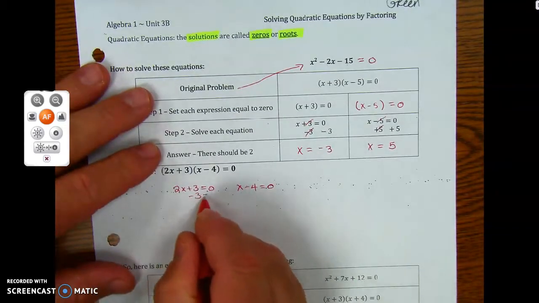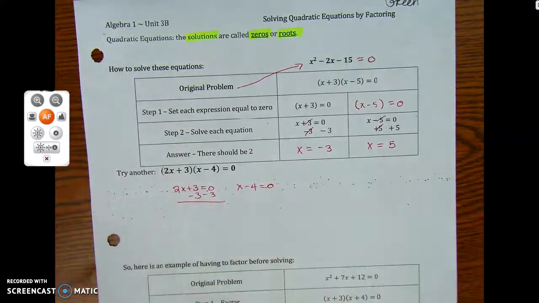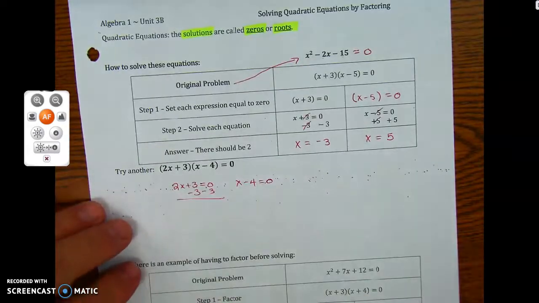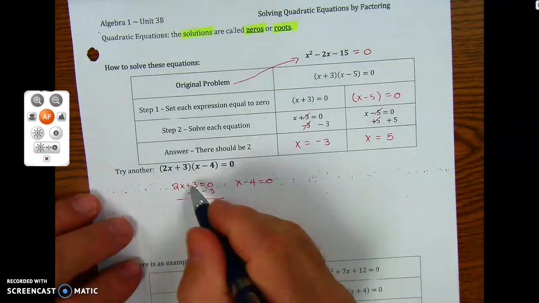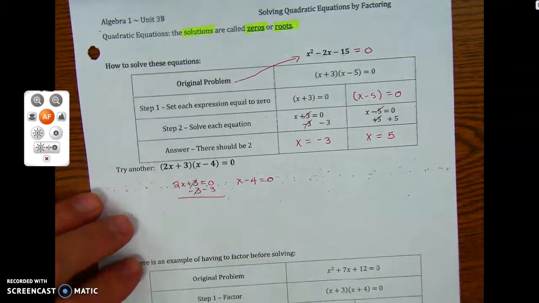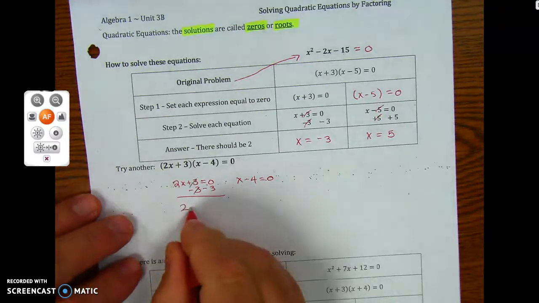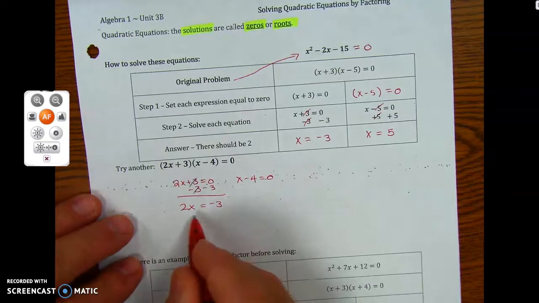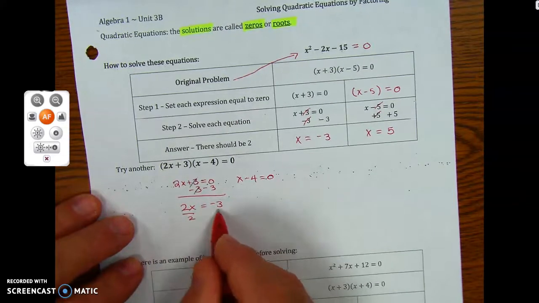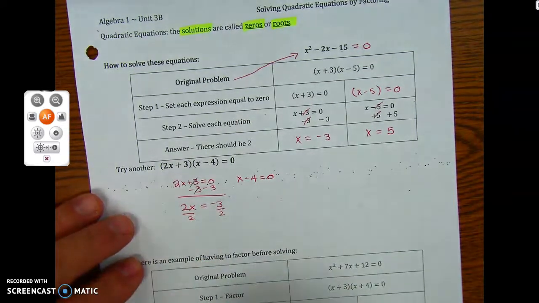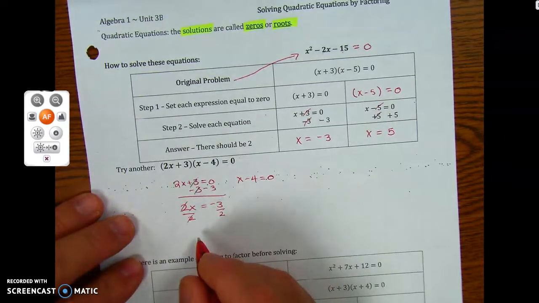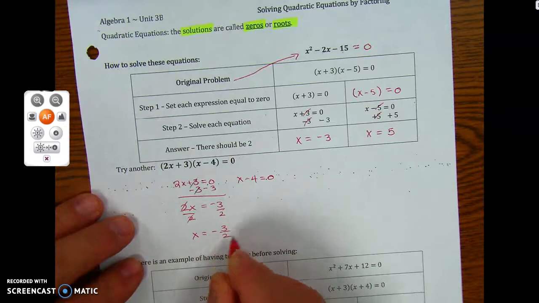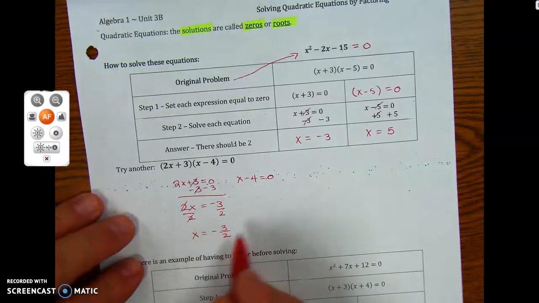Subtract 3 from both sides. Excuse me. I sneezed. All right. Cross those out. You get 2x equals 0 minus 3, which is -3. Now you have to divide by 2 in this one. You didn't have to do this in the last problem. Cross out the 2's. X equals -3 halves. That's one of my answers.